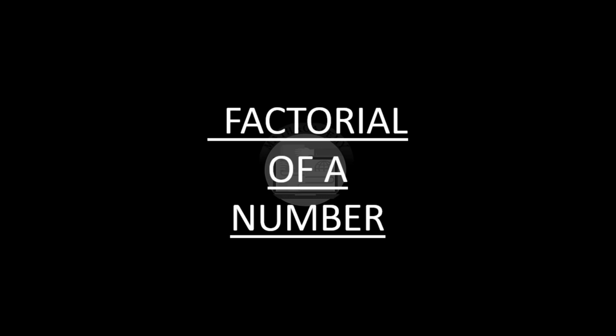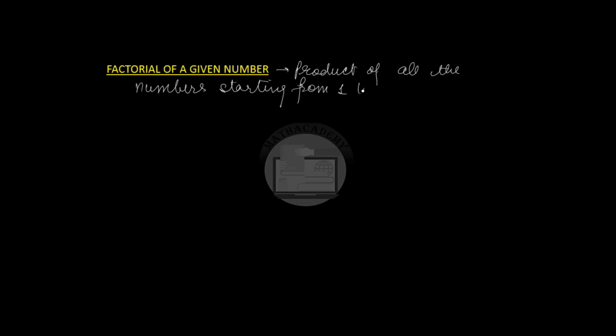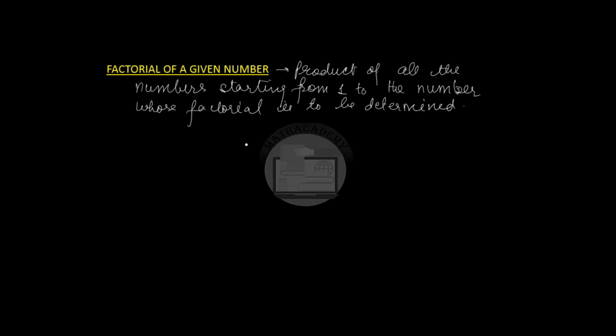So to understand the combination formulae, first we need to know what we mean by factorial of a number. Factorial of any given number is the product of all the numbers starting from 1 to the number whose factorial we want to find out. Let us see what we mean by this statement.